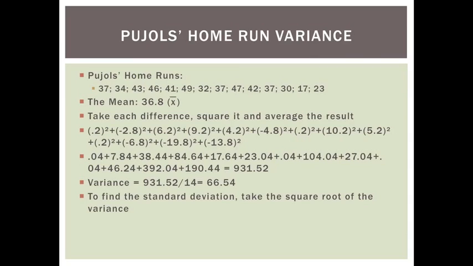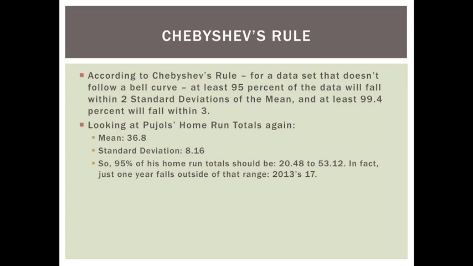To find the standard deviation, you take the square root of the variance. And in this case, the standard deviation is 8.16. So we're going to look at Chebyshev's rule, and this is where standard deviation really comes in and is important. According to Chebyshev's rule, for a data set that does not follow a bell curve, at least 95% of the data will fall within 2 standard deviations of the mean, and at least 99.4% will fall within 3.